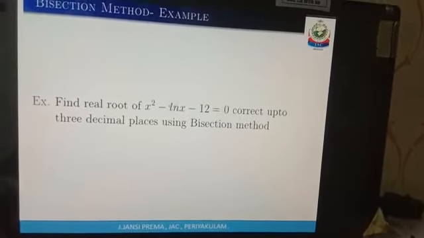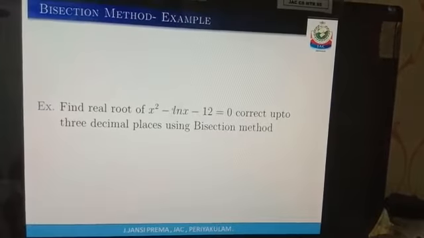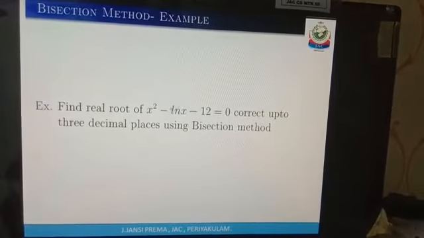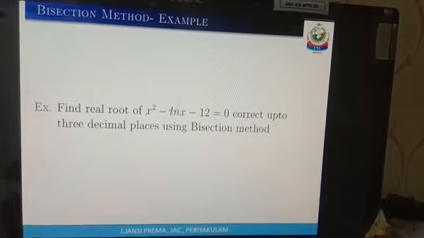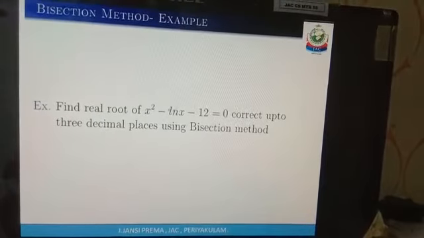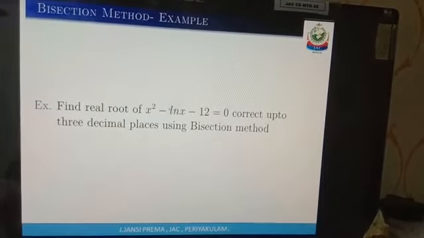Next we see the next example. Find the real root of x cubed minus ln x minus 12 equal to 0, correct up to 3 decimal places using the bisection method.